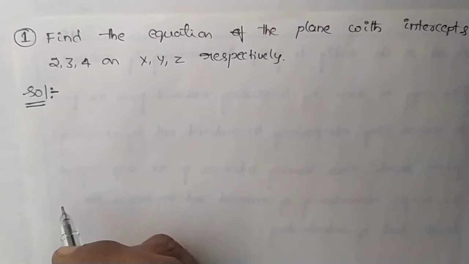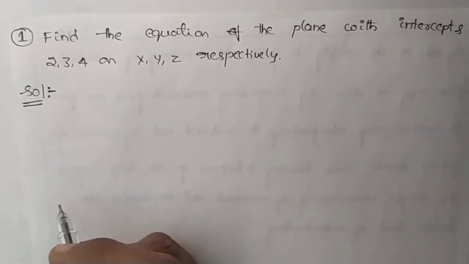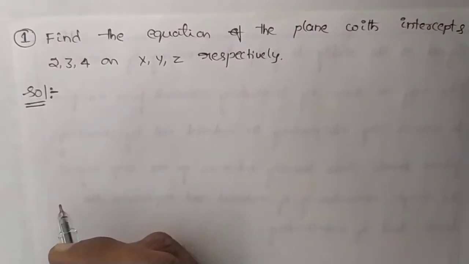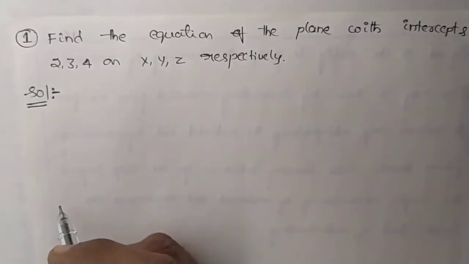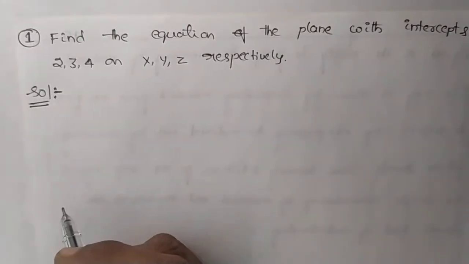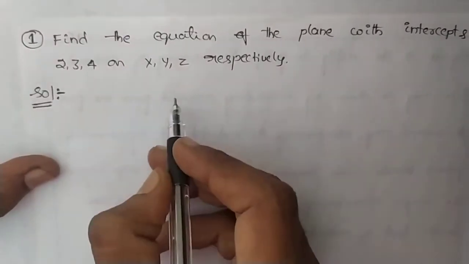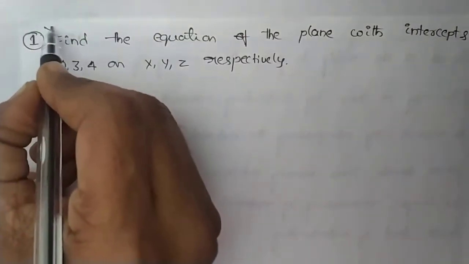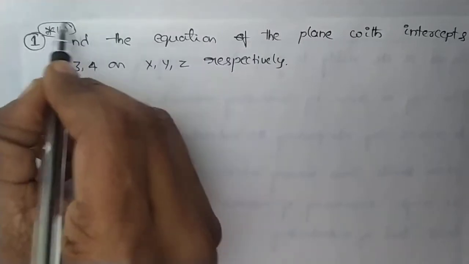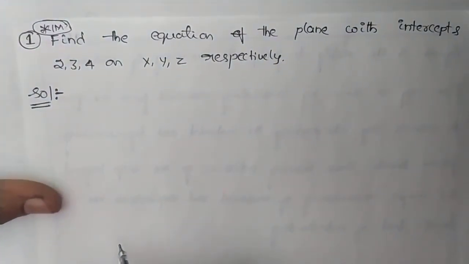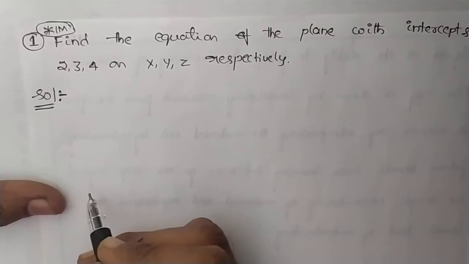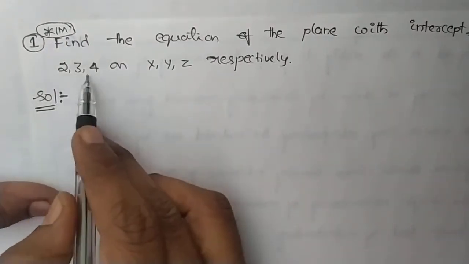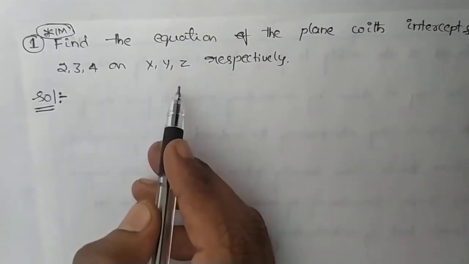Here is the first problem: find the equation of the plane with intercepts 2, 3, 4 on x, y, z respectively. We have to find the equation of a plane in intercept form. These types of questions are important for 1 mark. Kindly mark it as an important one. We have to find the equation of the plane with intercepts 2, 3, 4 on x, y, z.